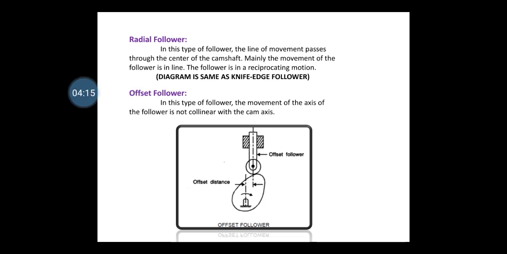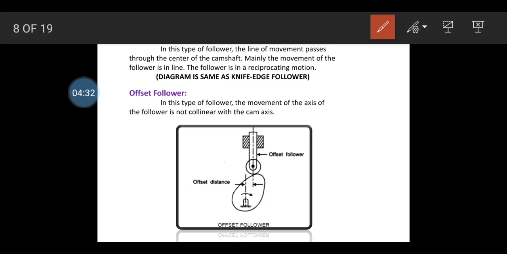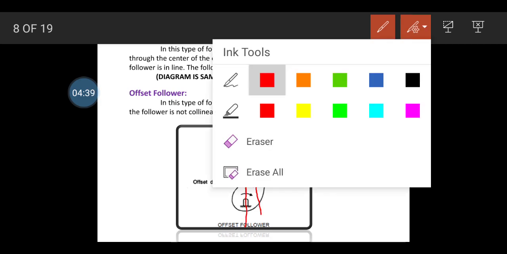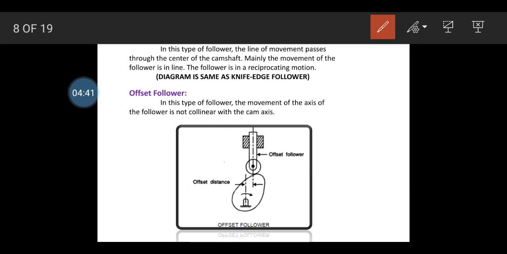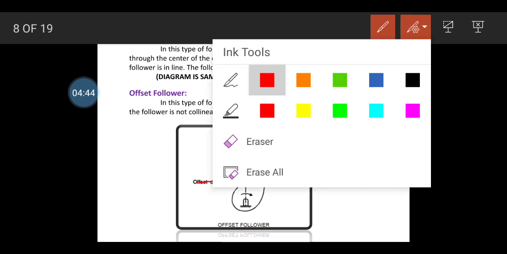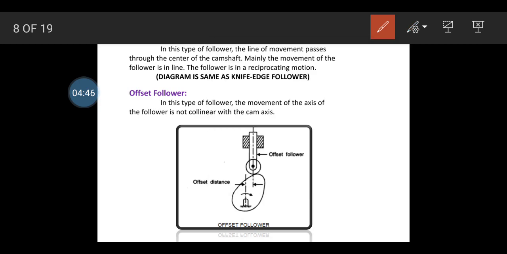Now coming towards the offset follower. From the name itself, we can understand that in this type of follower, the axis of the follower is not collinear with the cam axis. Here we can see this is the axis of the cam and this is the axis of the follower. They are not collinear with each other. So it is offset by a certain distance.